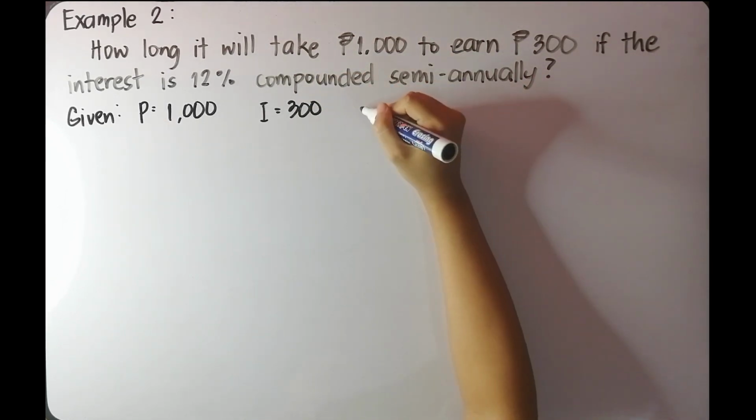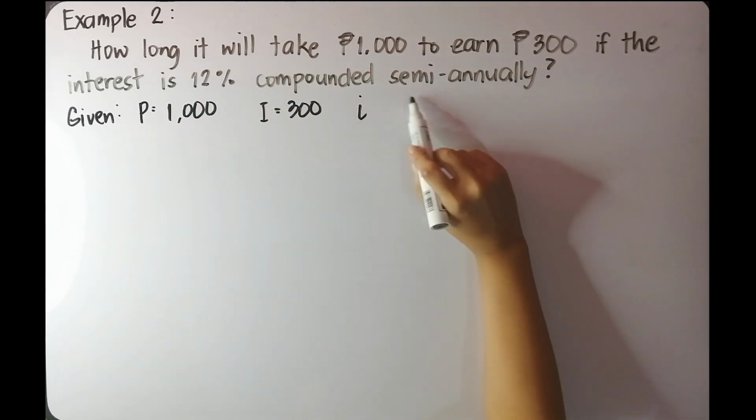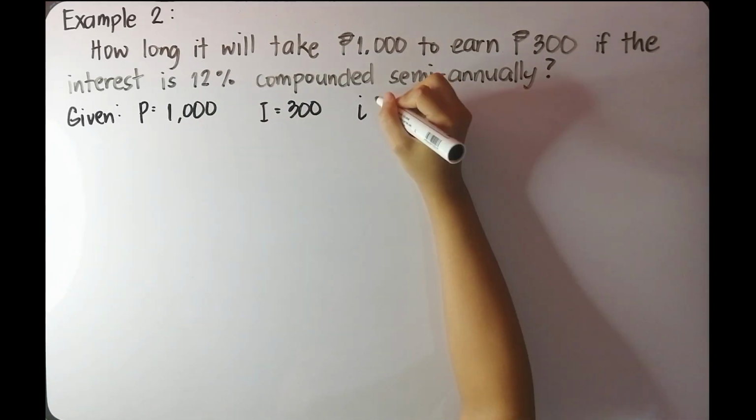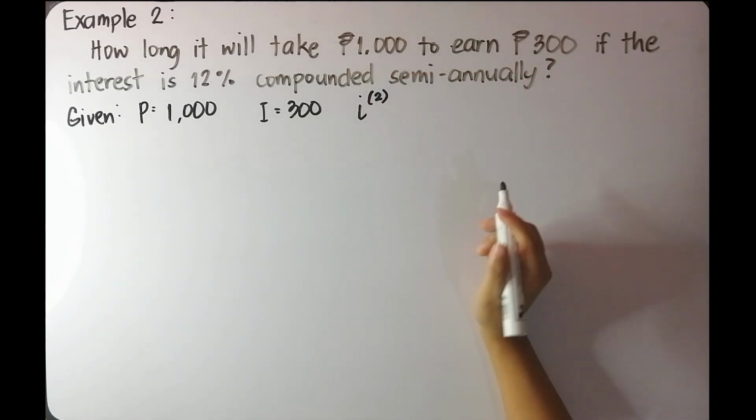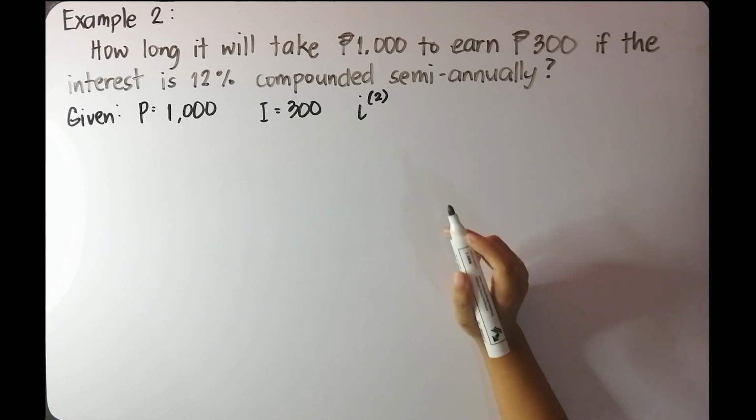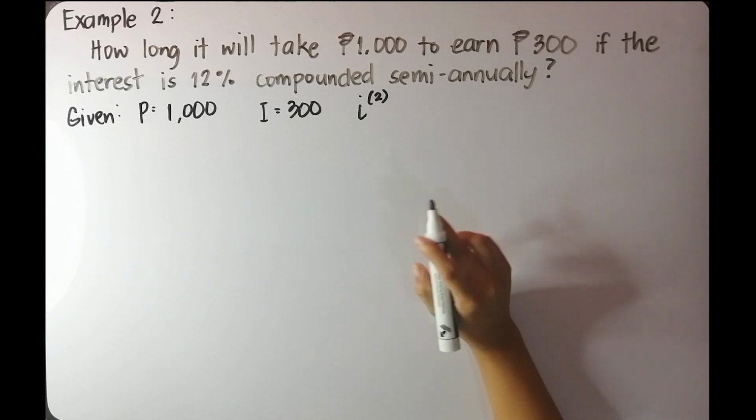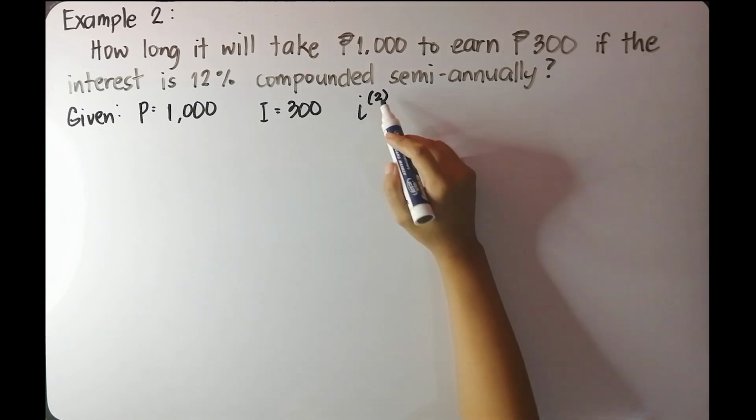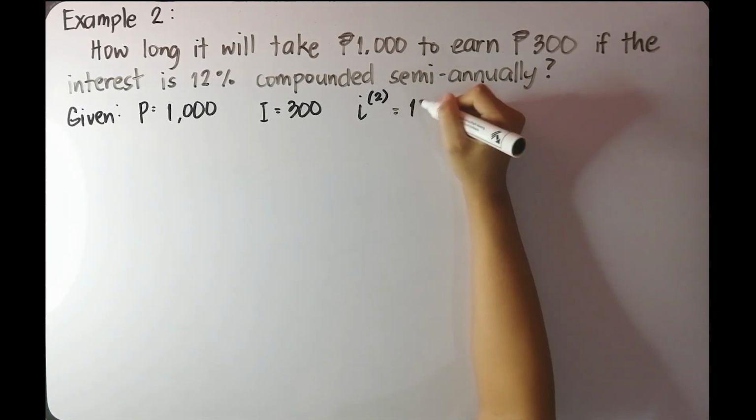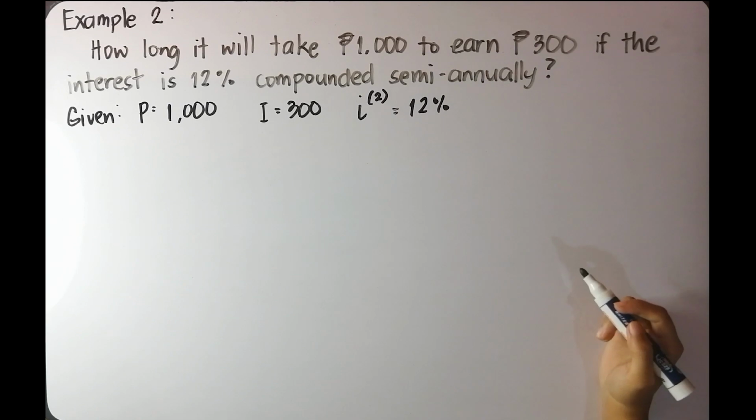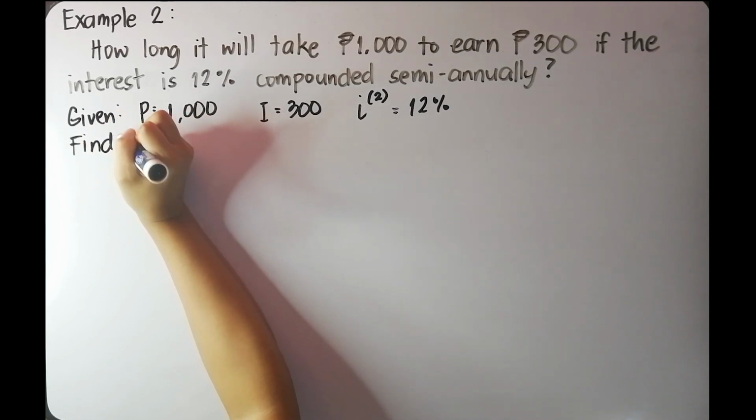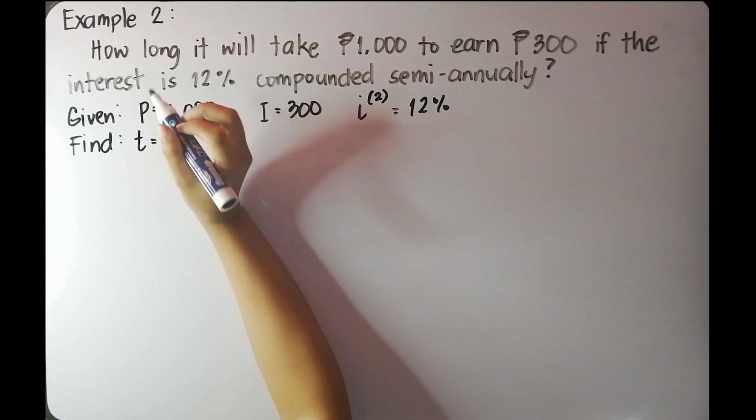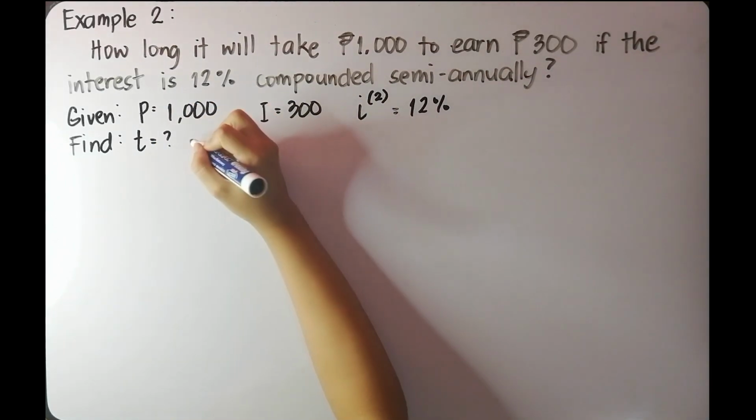And our interest rate is compounded semi-annually. So with semi-annually, the m here is 2, because annually means in 1 year, so you have 2 in a year. So we have j2 equals 12%. So how long will it take? We have to find the length of time again, just like our previous problem, or our n.